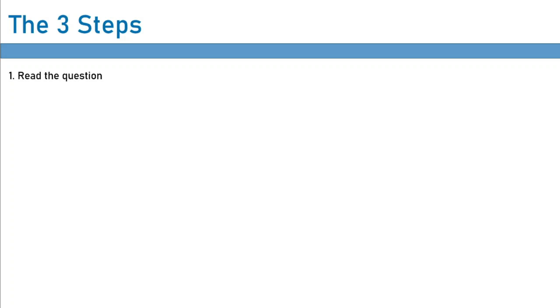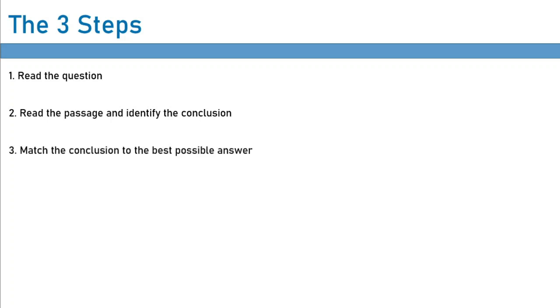Then once you've read the question, you will know that it is a conclusion type question, and then you can start reading the passage and actively looking for the conclusion. And when you find the conclusion, I recommend that you underline it. And once you know that, you just match the conclusion with the best possible answer. Now don't bother writing this down to your notes or anything. I'm going to do a few practice questions with you and show you how it's done.